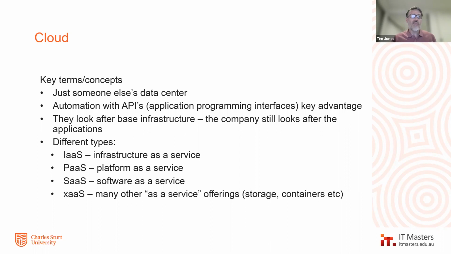Right. So for cloud, there's a few different types of cloud offerings. All of these things have some form of automation and the ability to build them on the fly and pay-per-use as part of them. So first of all, we've got infrastructure as a service, or what we would call IaaS. We've got platform as a service.